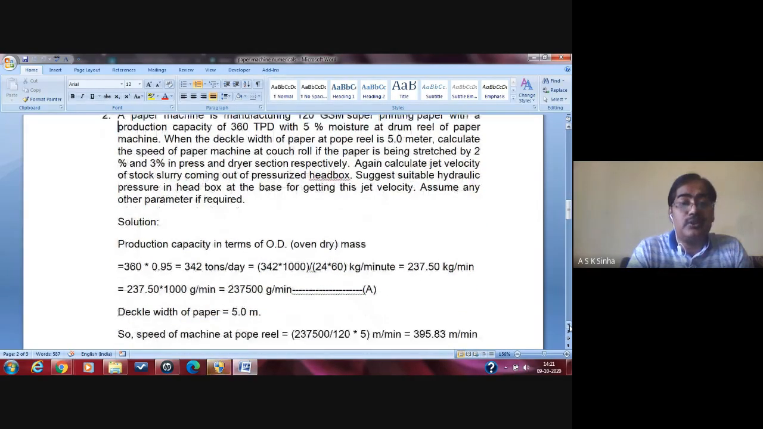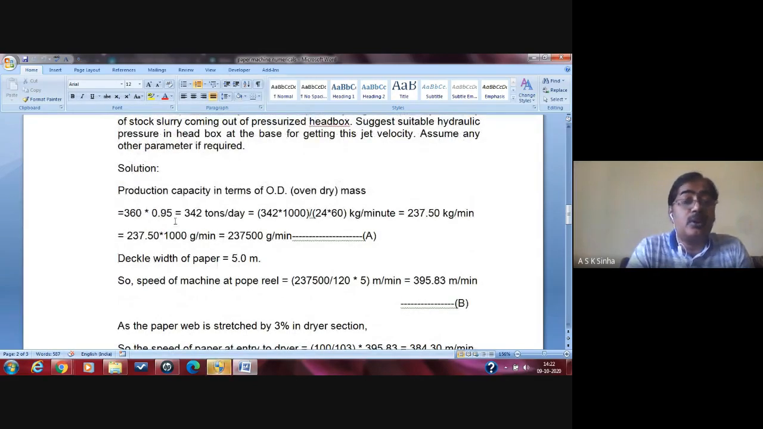The production capacity in terms of the oven dry mass can be calculated from the given data. Since it has 95% dryness, we multiply the total mass by 0.95 and it gives 342 tons per day. And for simplicity of calculation of the speed, we have to go for the smaller dimension, that means instead of per day we should go for the per minute production. So ton will be multiplied by 1000 to give kg, and in a day we divide by 24 to give per hour, and then again divide by 60, so it will give per minute.